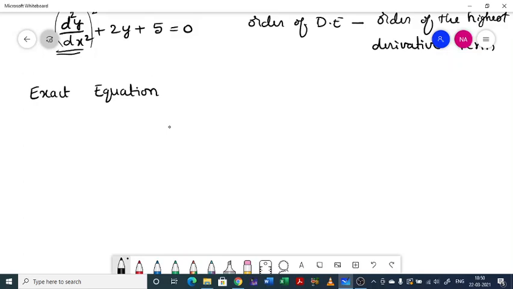So in this section, we are going to discuss only exact differential equations along with reducible to exact forms, and linear differential equations along with the reducible to linear forms.